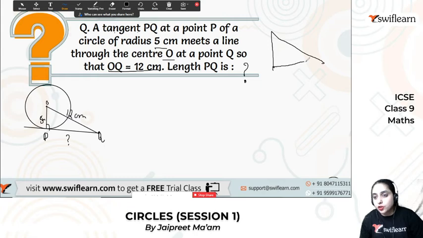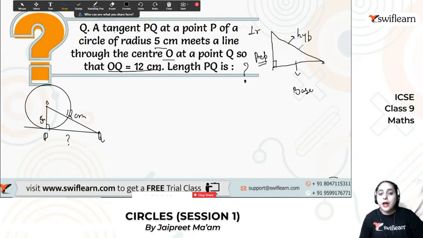Let's have a revision, you must be knowing this. So this is known as base, this is known as perpendicular because it's 90 degree. So I will write it PRP, or we can write it like this also, and this is hypotenuse. Okay, so we have to find the base. Perpendicular is given, hypotenuse is given, and base we have to find out.